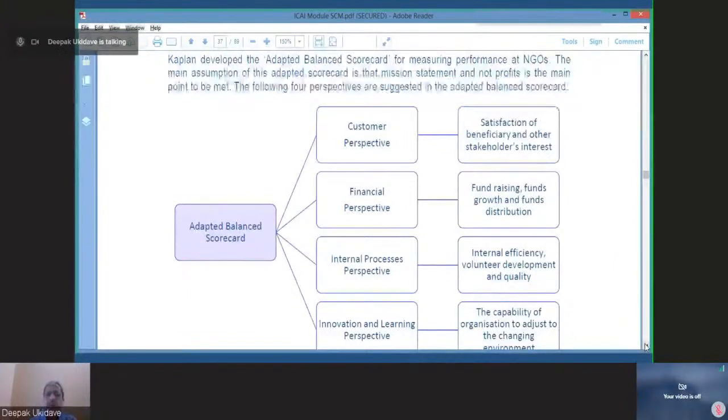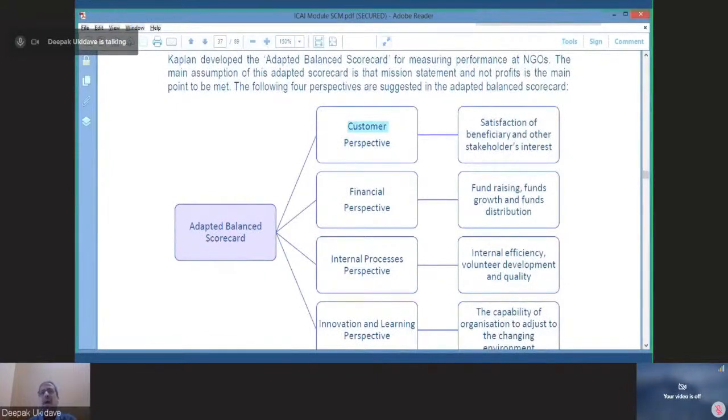Look at this. Instead of financial perspective, now we have customer perspective as the focus, on priority. The customer perspective is the first priority: satisfaction of beneficiaries and other stakeholders' interest. That is the prime concern. Who are the beneficiaries? The people for whom this not-for-profit organization is set up. The charitable organization is set up for them, so the beneficiary ultimately should be satisfied. If the end user has a concern, the whole purpose of setting up a charitable organization is defeated.